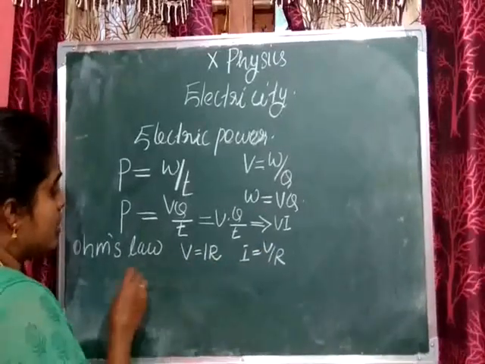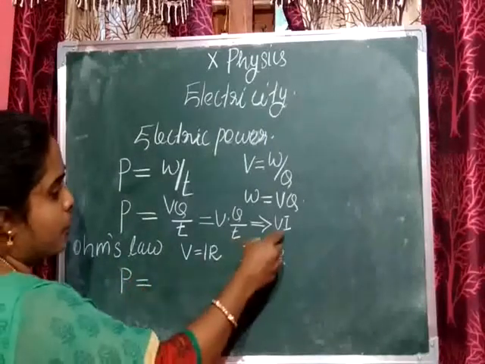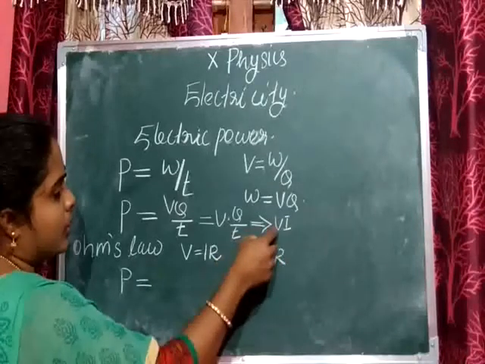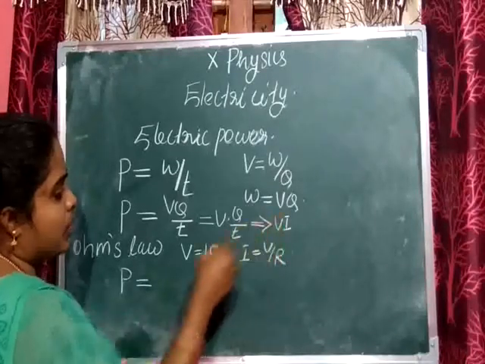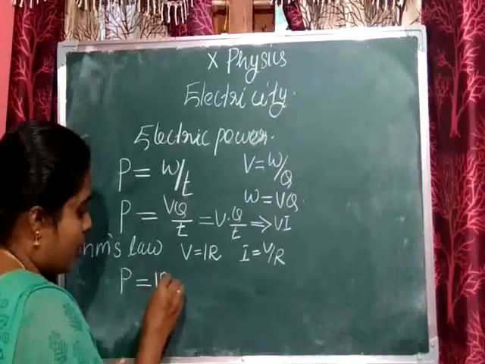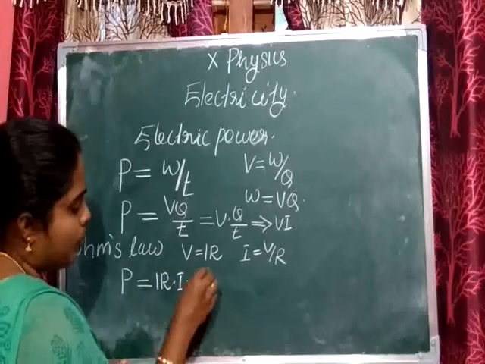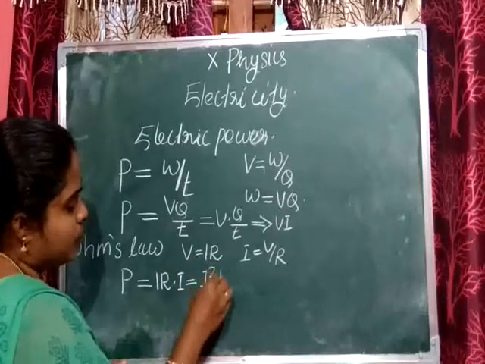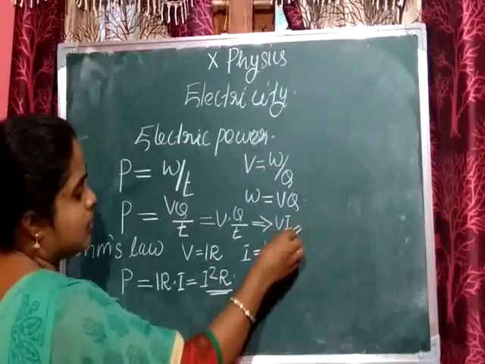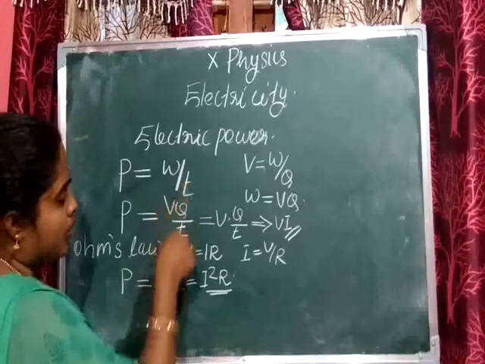So we can change the equation for power. Power P is equal to, instead of VI, we can write V is equal to IR. So IR into I, which is equal to I square R. This is an expression for power. This is another expression for power. These are all expressions for power.